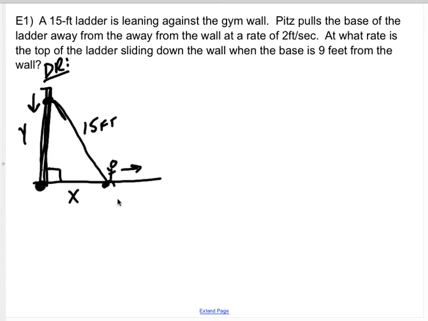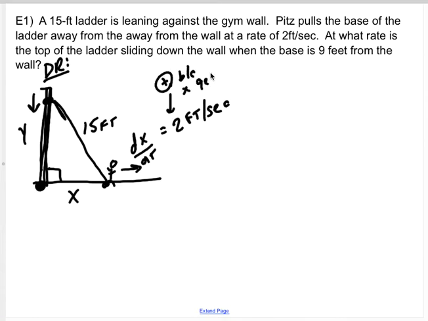So what that means is that this measurement would be the rate of change of this thing that we called X, that measurement from the base of the wall to the ladder, with respect to time. And because X is getting longer, it's 2 feet per second in the positive direction. So this is positive because X is getting bigger. So it's the rate of change of X, and X is getting longer as Pitts moves the ladder away from the wall. This measurement, this thing sliding down here, that's going to be dy dt, and what we should expect to see is that that's going to be negative because y is getting smaller as the ladder leans down the wall. So that's my diagram and my rates.